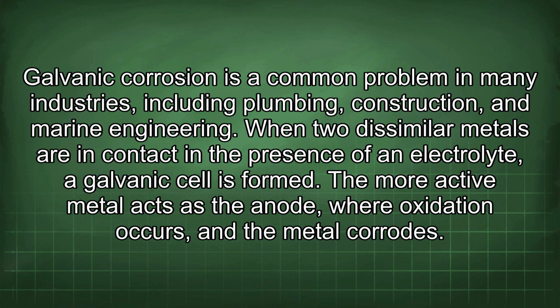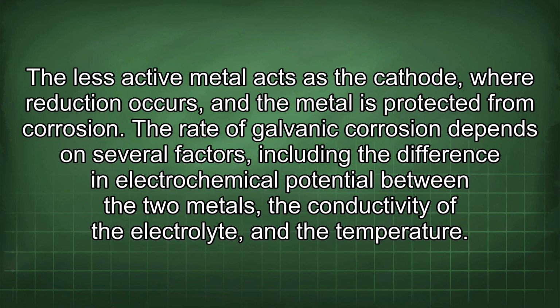When two dissimilar metals are in contact in the presence of an electrolyte, a galvanic cell is formed. The more active metal acts as the anode, where oxidation occurs and the metal corrodes. The less active metal acts as the cathode, where reduction occurs and the metal is protected from corrosion. The rate of galvanic corrosion depends on several factors, including the difference in electrochemical potential between the two metals, the conductivity of the electrolyte, and the temperature.